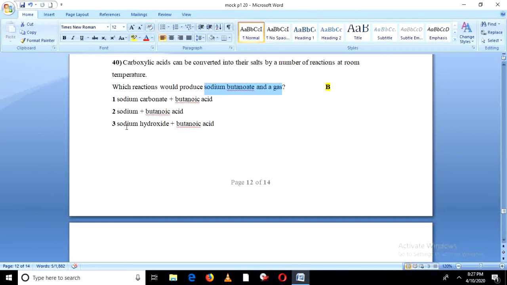Our third statement is wrong, because sodium hydroxide plus butanoic acid would be giving sodium butanoate but not any gas, but it would be forming water as the side product. So it means that our statements 1 and 2 are right. Our best suited option is B.